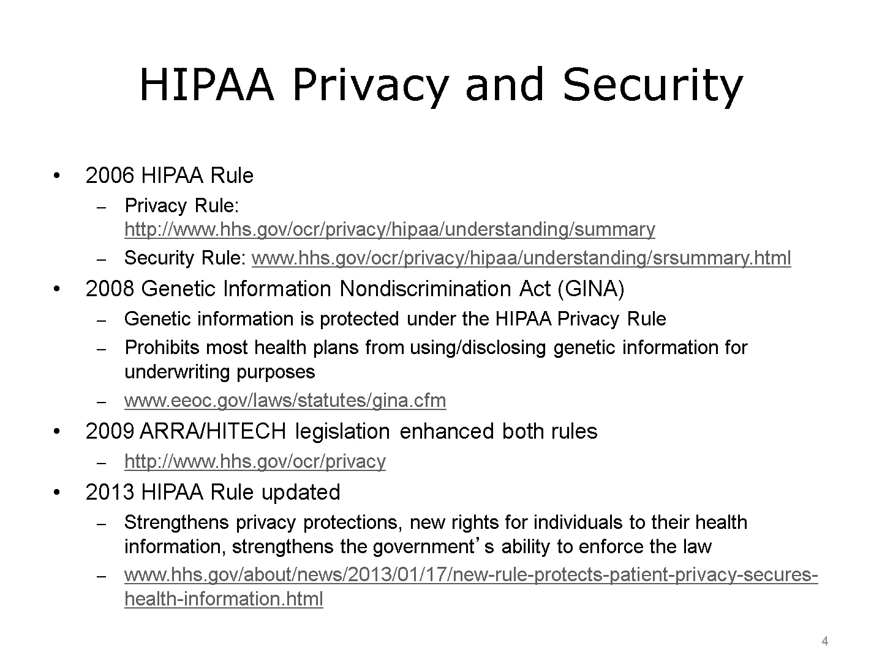This lecture discusses the Health Insurance Portability and Accountability Act, or HIPAA, privacy rule, which was signed into effect in 2006. In 2008, the Genetic Information Non-Discrimination Act specifically addressed genetic information under the HIPAA privacy rule, prohibiting health plans from using or disclosing genetic information for underwriting purposes. The 2009 Health Information Technology for Economic and Clinical Health Act, or HITECH legislation, provided updates to the rules.